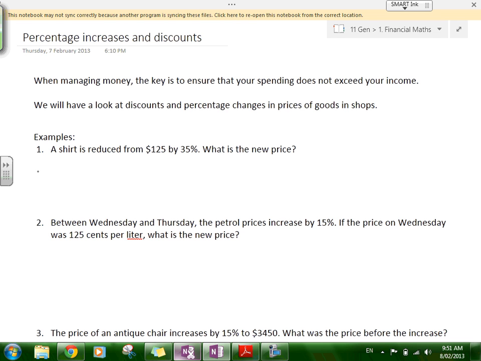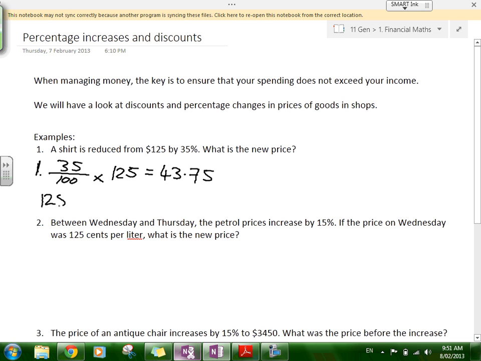The first way. You find what 35% of $125 is. 35 over 100 times 125, and that is equal to, Franco, find that for me please. $43.75, and then you take this amount off the original. 125 minus 43.75, which is going to be $81.25. Good. Alright, so we've got $81.25.